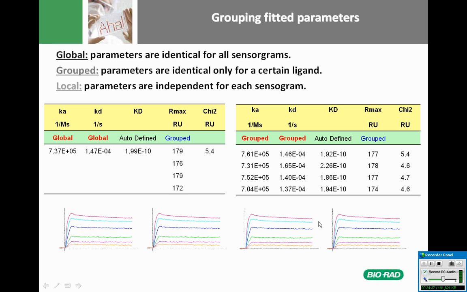And in this example, as I told you, it's the same ligand interacting with the same analyte. So once we performed the analysis, you can see the results here. Once a global analysis was performed, and once a grouped analysis was performed, and when the results are good, you get the same values, the same Ka when it's global, and very similar Kas when they are fitted grouped, and the same goes for the Kd.